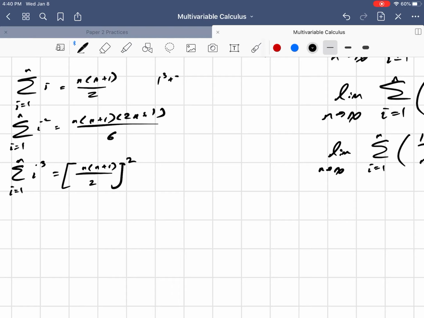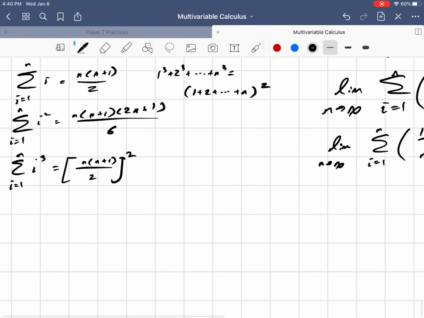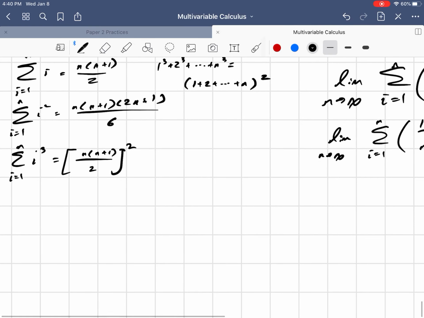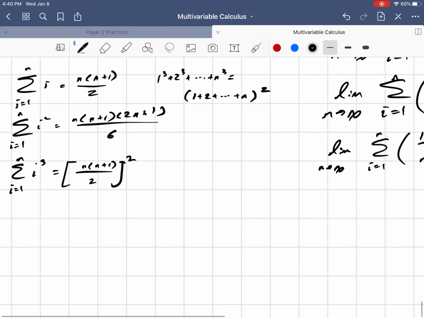In other words, 1 cubed plus 2 cubed plus dot dot dot plus n cubed is equal to 1 plus 2 plus dot dot dot plus n, squared. That's a really cool fact. And if it isn't intuitive to you, I did make an animated video proving all three of those formulas that I just listed there, and you could watch that if you'd like. I honestly think it's a good video. I did spend a good bit of time on it.